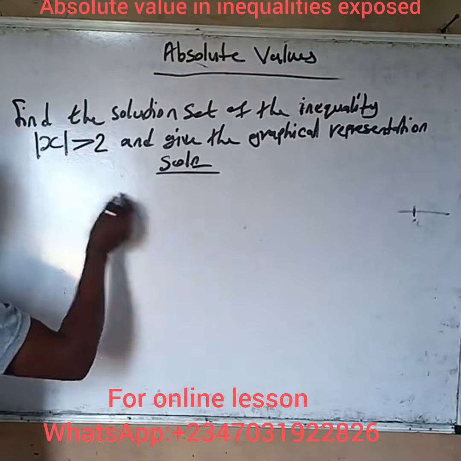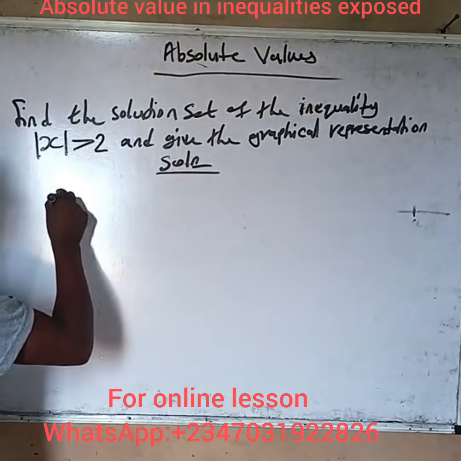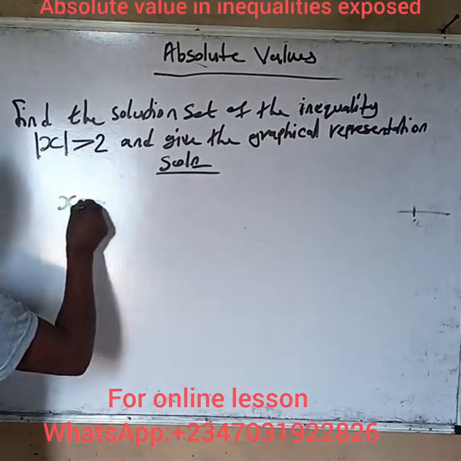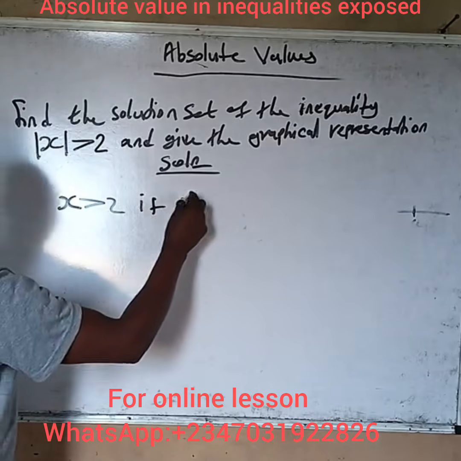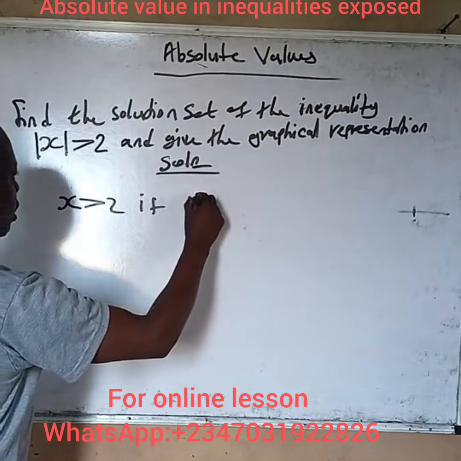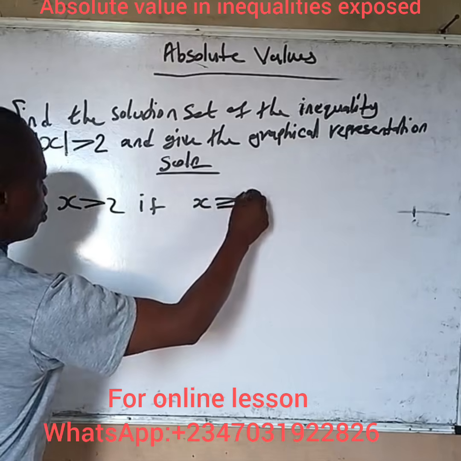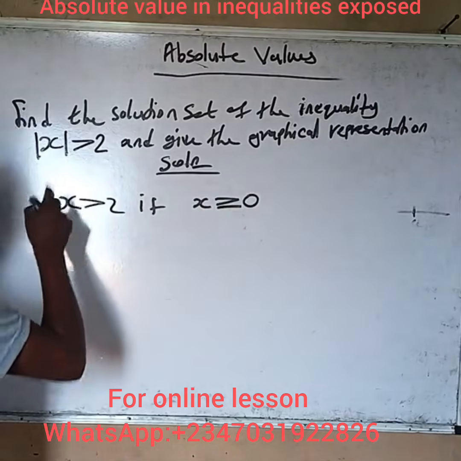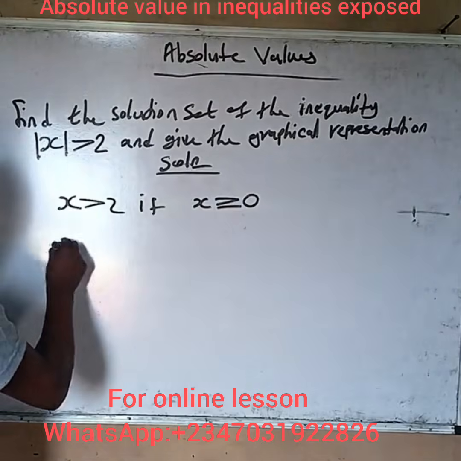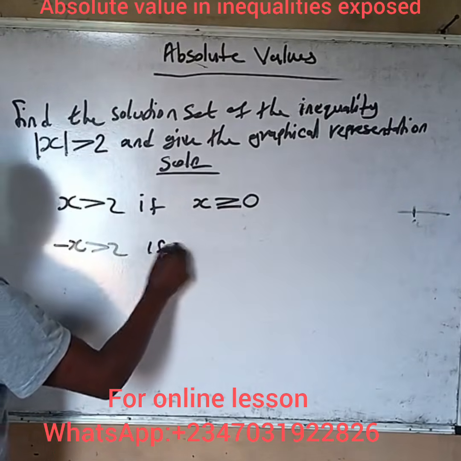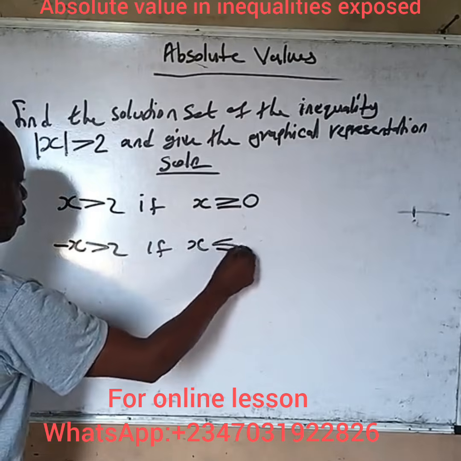All right, remember absolute value of x will be equal to x, and that is to say x will now be greater than 2 if and only if x is greater than or equal to 0. Again, absolute value of x equals minus x, and minus x is greater than 2 if x is less than or equal to 0.